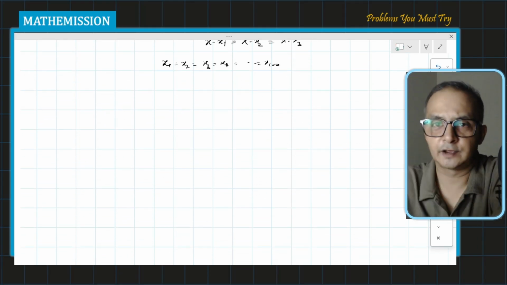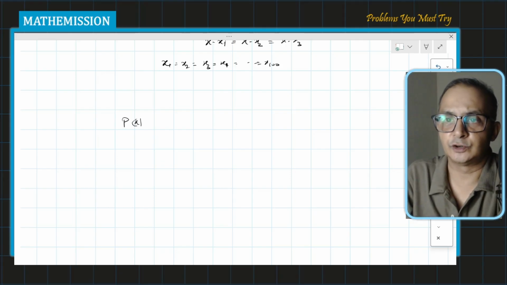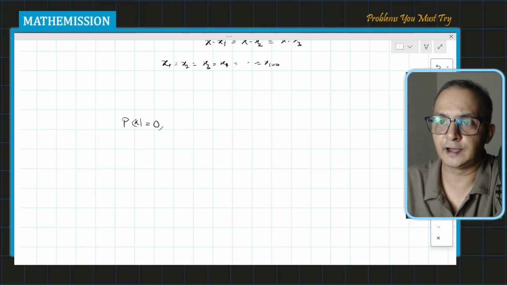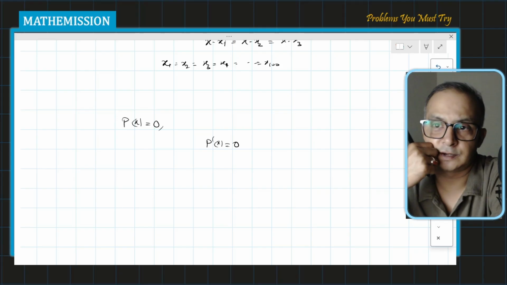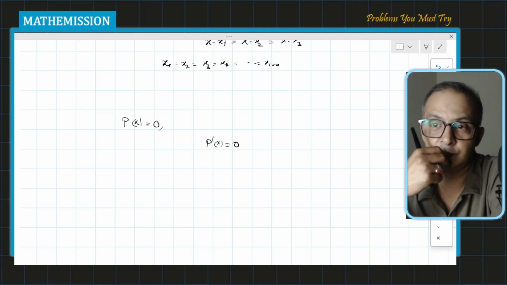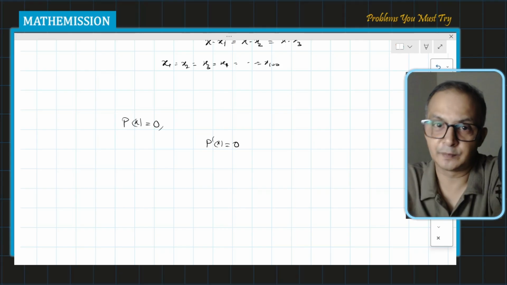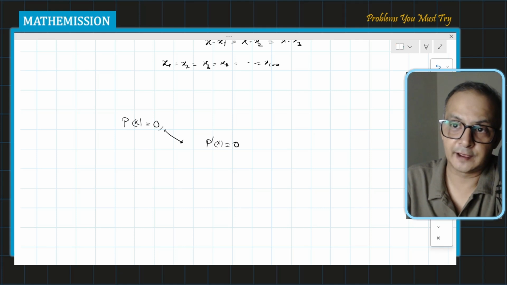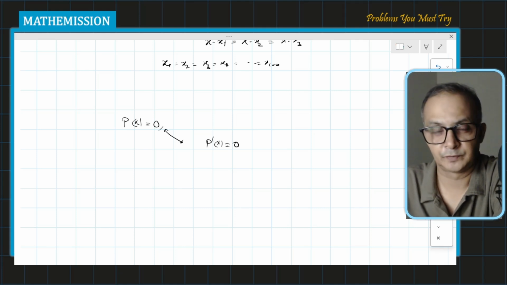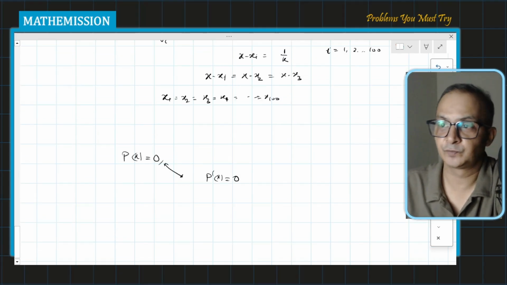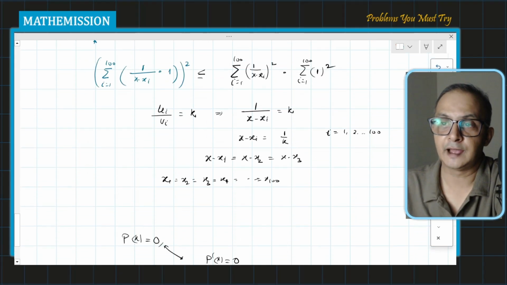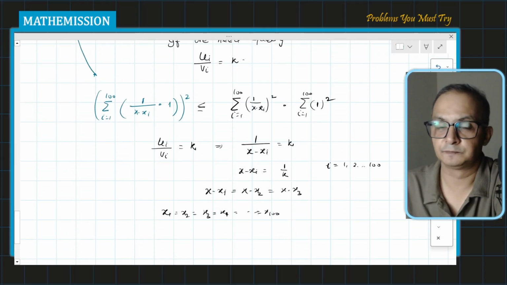There is another case one can think of: suppose I take p(x) equal to 0. Then p'(x) is also 0. If both p(x) and p'(x) are 0, the roots will not be distinct. This can only happen if I have some equal roots. So in this way we can prove that this equation has no real roots in both ways. The first way was calculus, and the second way was the theory of equations.